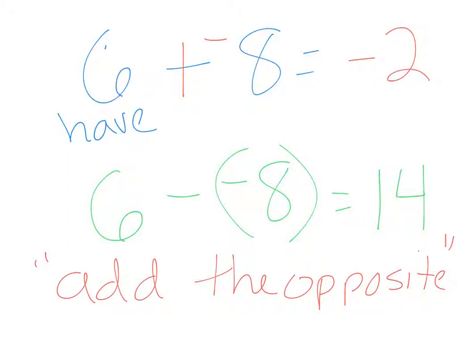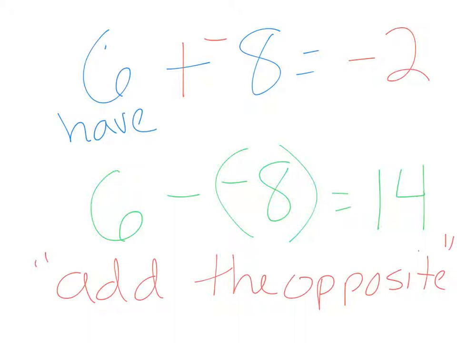So if you take a look at that first problem, what we have now is an addition problem. And I know my addition rules for integers say that now that I have positive 6 plus negative 8, I have integers of opposite signs. My rule for adding integers of the opposite sign is to go ahead and subtract their values. 8 minus 6 is 2. But I keep the sign of the larger value, which is the negative.